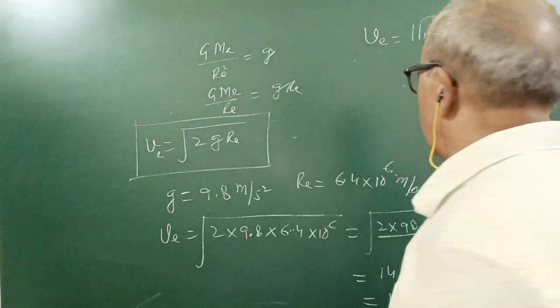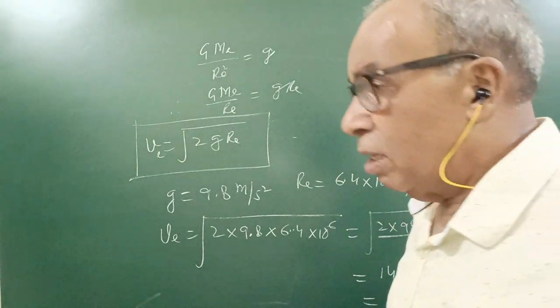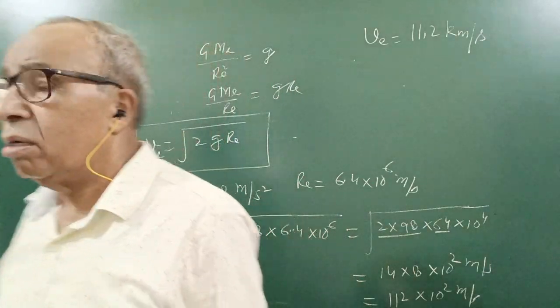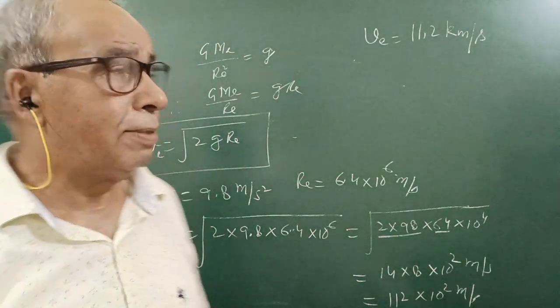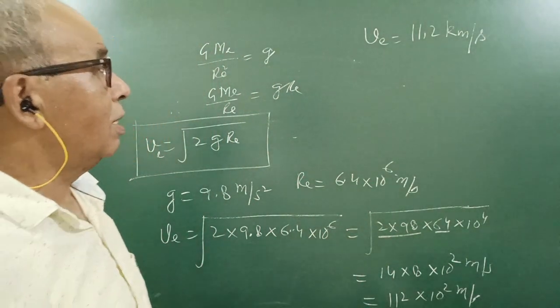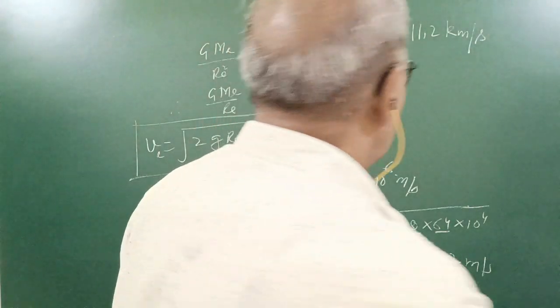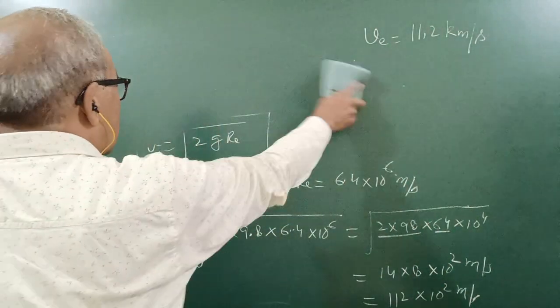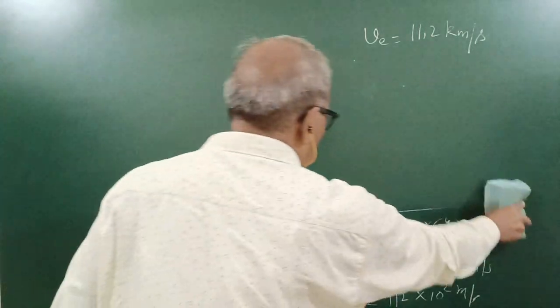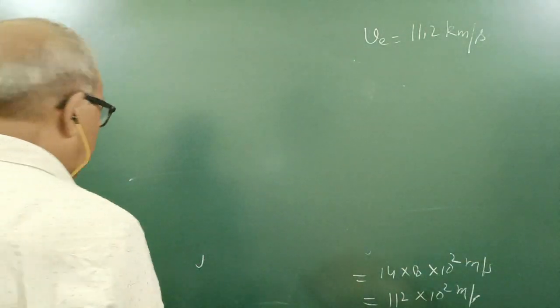It depends on the mass of the Earth. Gravity: the larger the mass of the planet, the greater the escape velocity. The lighter the mass, the lower the escape velocity. You know, there is no atmosphere on Mercury.